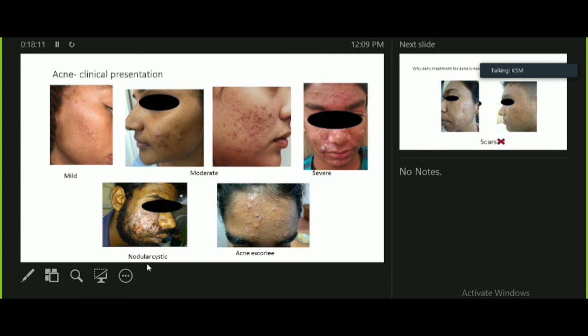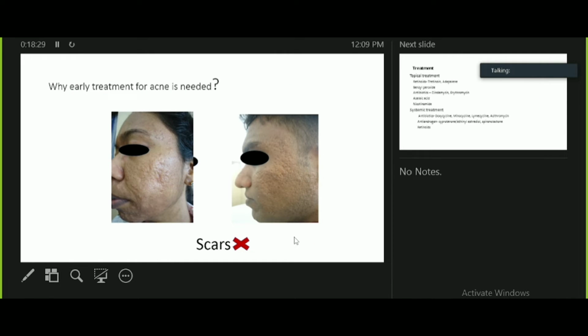Some special varieties, nodular cystic acne, and also acne excoriae. This is common among young girls who keep on picking acne, and also the patients who are affected psychologically, they get acne excoriae. And why should we treat acne at a very early stage? It is to stop this kind of unacceptable scars. So nobody would like to have scars like this.